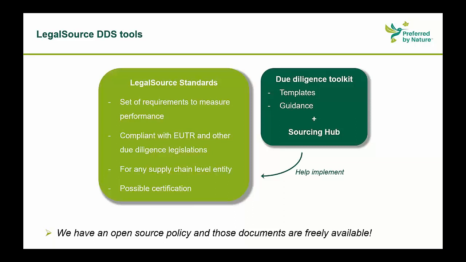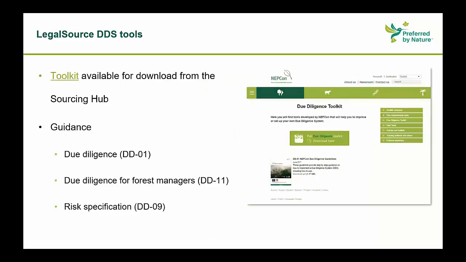Yeah, so those documents are freely available for everyone, and we have an open source policy. Our toolkit is available for download from the sourcing hub. You can either choose to download all the documents together, or you can download them one by one, depending on your specific needs. We have 3 guidance documents. We have a due diligence guidance document that normally would be repeating what we've been saying today, but that can be another source of information that's useful. We have a specific due diligence guidance for forest managers that might not be relevant for operators, but it's still there. And we have a risk specification guidance that I think we've mentioned. So that's if you want to use a country risk assessment yourself, you can use this to guide you.